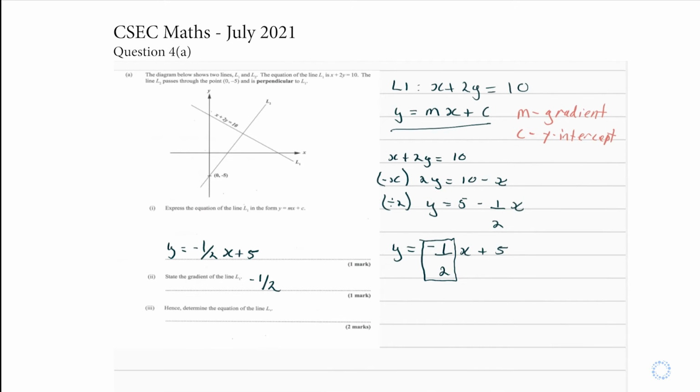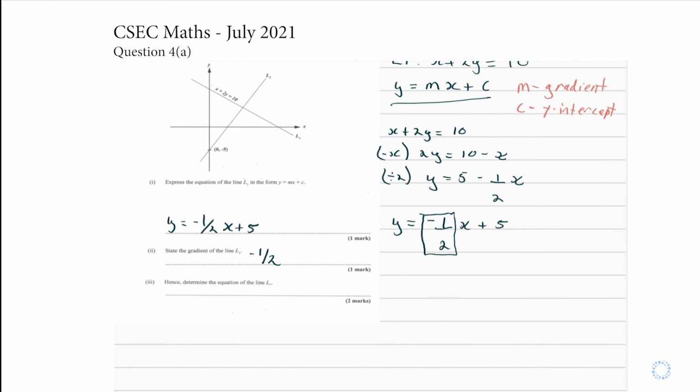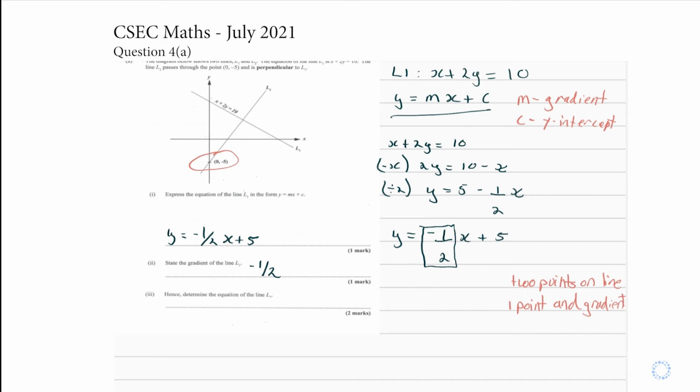They give us a point on the line L2, but we need the gradient. A rule of thumb, to find the equation of a straight line, you must always have these things. You must have 2 points on the line, or 1 point and the gradient. They already gave us this 1 point here, (0, -5). And all we need is the gradient.